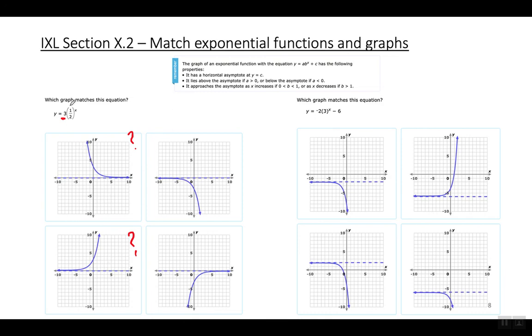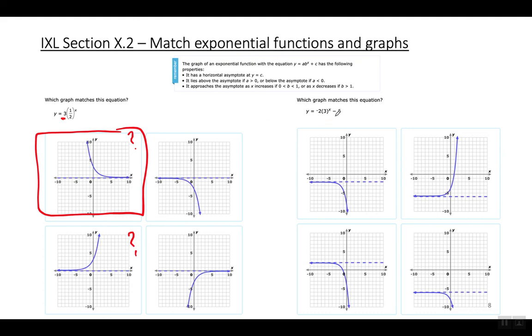Now B is a number between 0 and 1. That means that from left to right, the graph of the line has to be getting closer to the asymptote. So that means that this is our correct answer right here. B es un número entre 0 y 1 y eso quiere decir que de izquierda a derecha la línea tiene que estar acercándose a el asymptote.